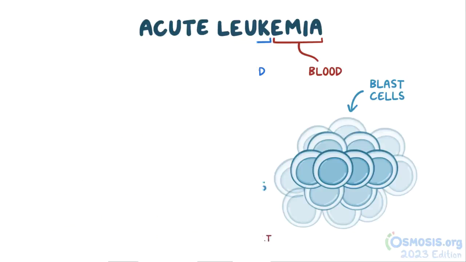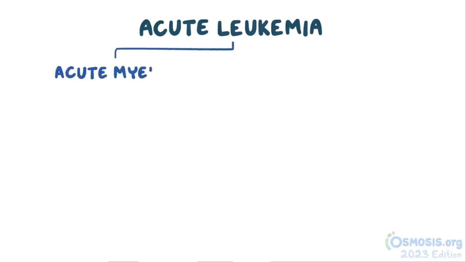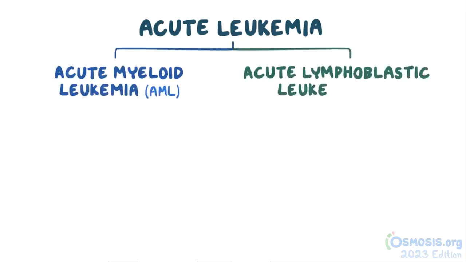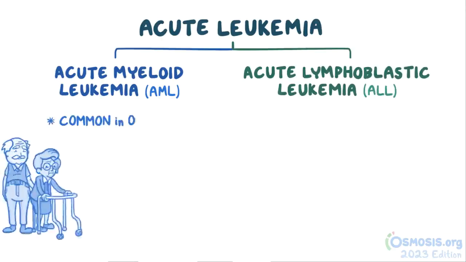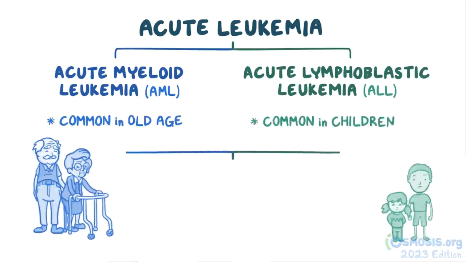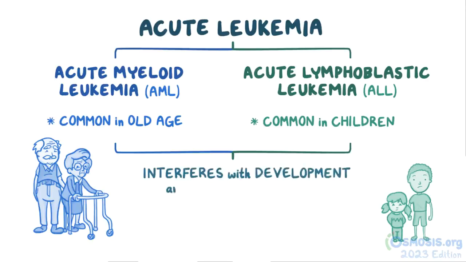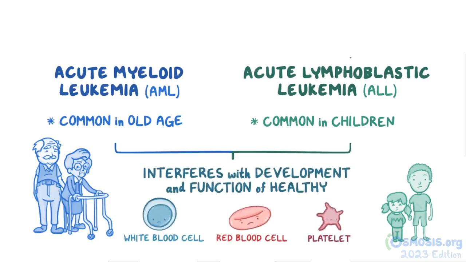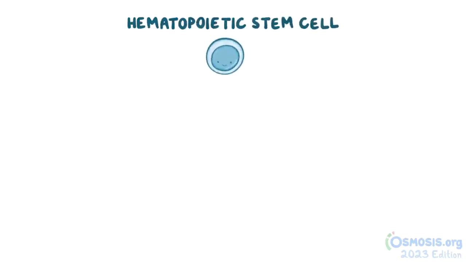Acute leukemia can be broadly classified into acute myeloid leukemia, or AML, and acute lymphoblastic leukemia, or ALL. AML is more common in old age, whereas ALL is more common in children. In both cases, accumulation of blast cells interferes with the development and function of healthy white blood cells, platelets, and red blood cells. Every blood cell starts its life in the bone marrow as a hematopoietic stem cell.